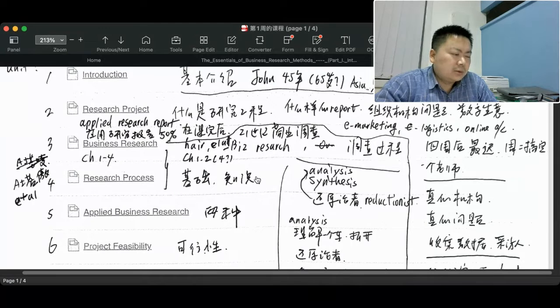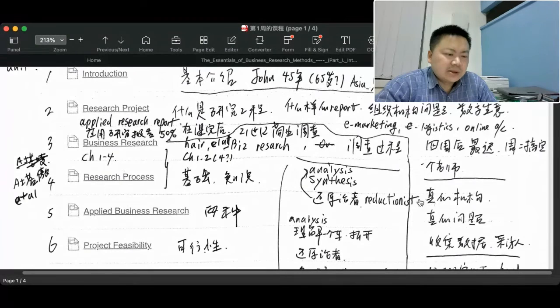So we need to read chapter one and chapter two with the help of the teacher's PowerPoint slides. We can get some basic knowledge about business research.